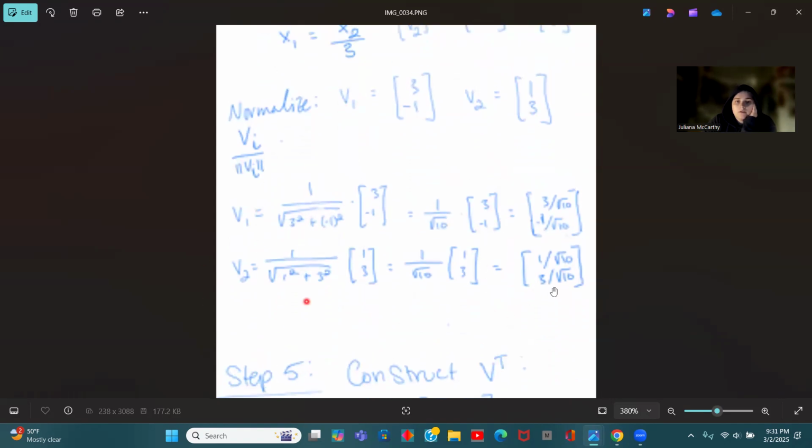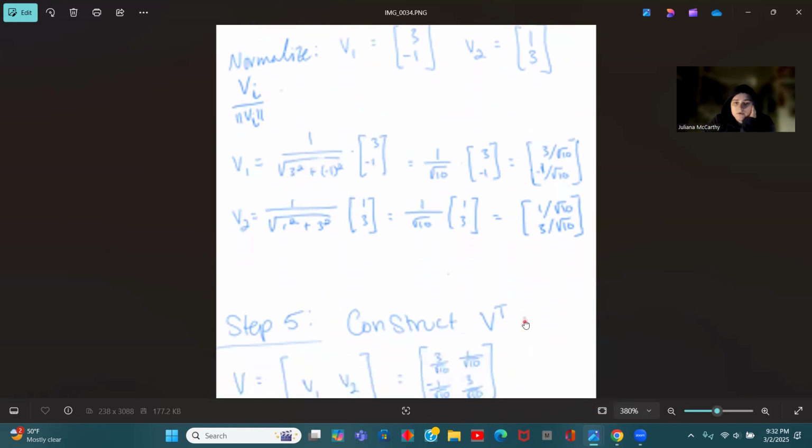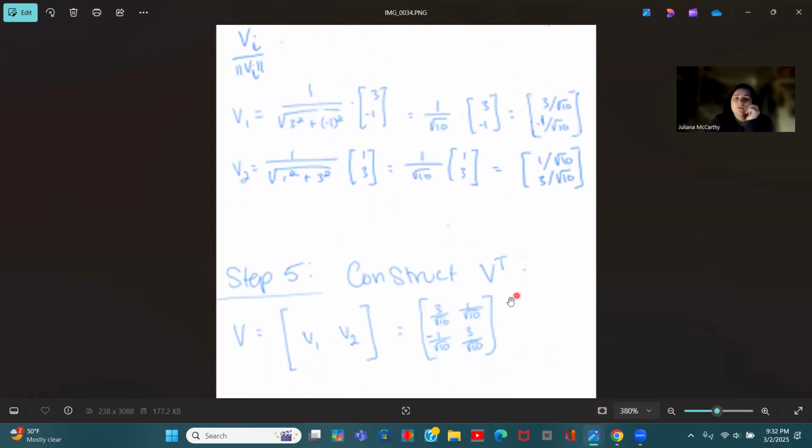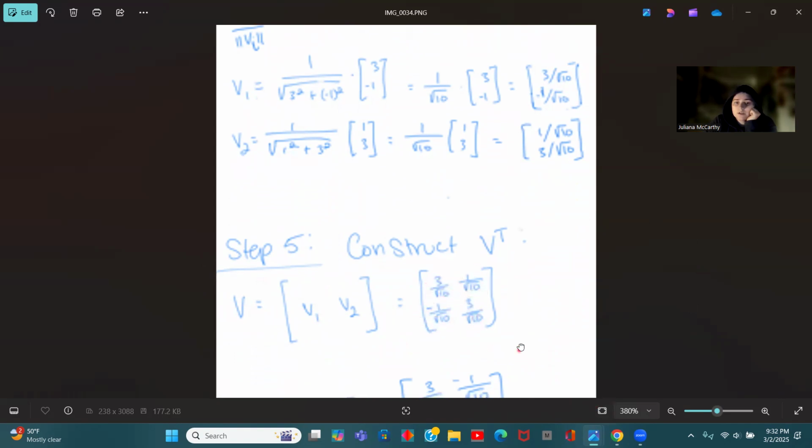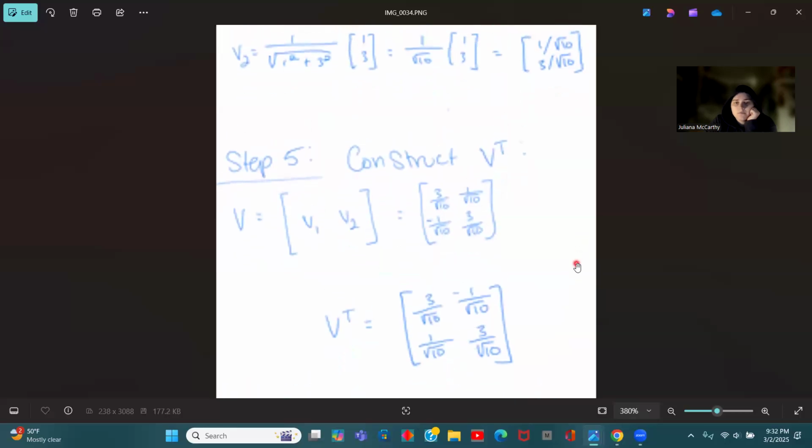So now that we have these two orthonormal eigenvectors, we can construct V transpose, our third piece of the singular value decomposition. We start by finding V. It's just v1 and v2. So what we just calculated up here, we're going to put into this matrix together. So it's 3 over square root of 10, negative 1 over square root of 10, 1 over square root of 10, 3 over square root of 10. And then we just find the transpose of that. So we take the first row and make that into the first column, and the second row is the second column.